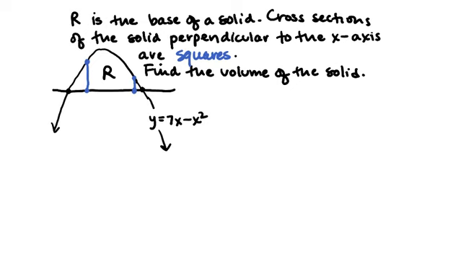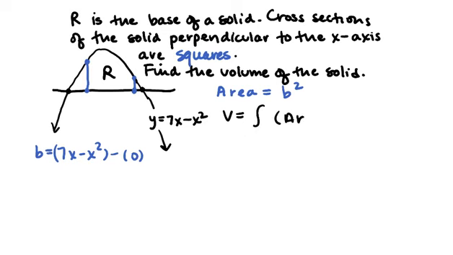So I'm going to start with the area of a square. Well, you take the base of the square and you square it. That's why it's called square. So I need to write down an equation for b in terms of x. In this case, b is going to be 7x minus x squared minus 0, top minus bottom. And we know that volume is going to be equal to the integral of the area. Since cross sections are perpendicular to the x-axis, it's going to be with respect to x, as x runs from 0 up to 7.